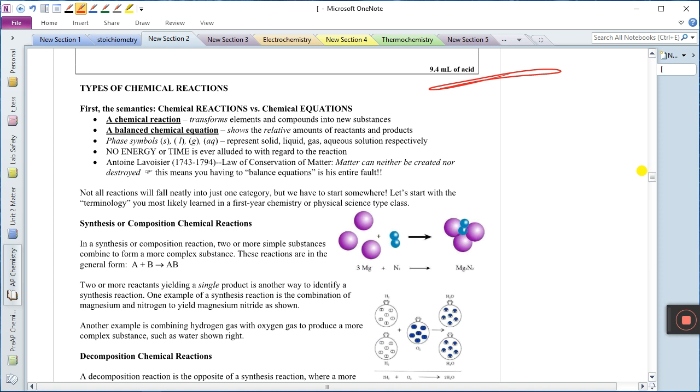So, first type it talks about is synthesis. What was the big distinguishing characteristic of a synthesis reaction? Right, you should get how many products? 1. It doesn't matter how many reactants. You must get 1 product or it is not synthesis.